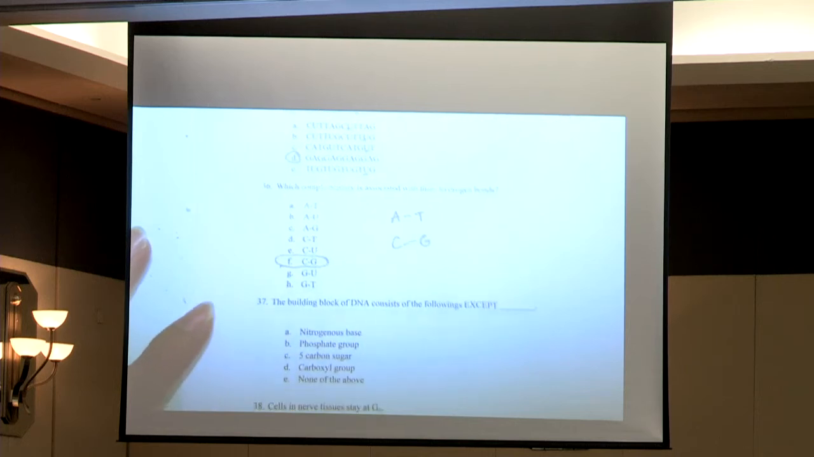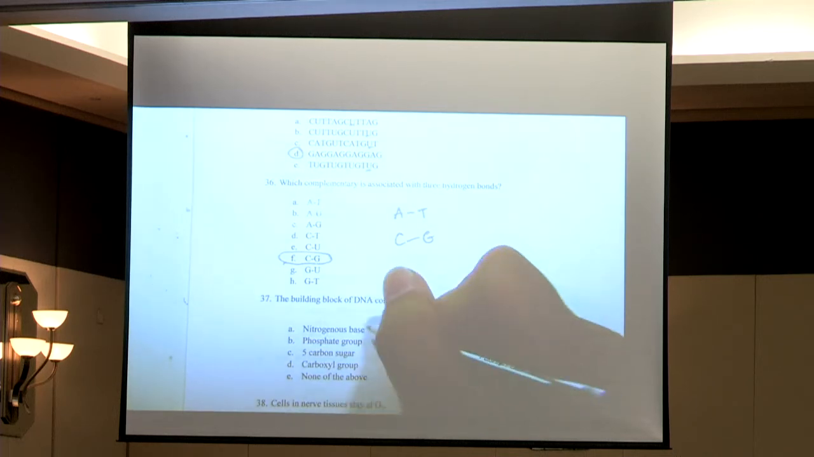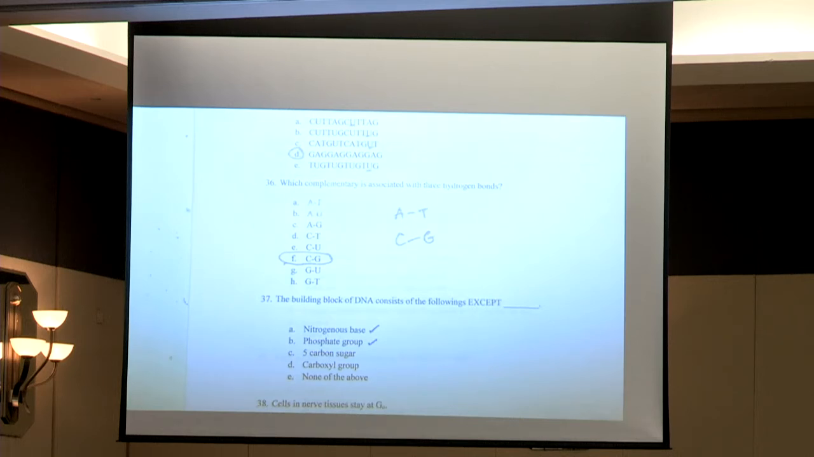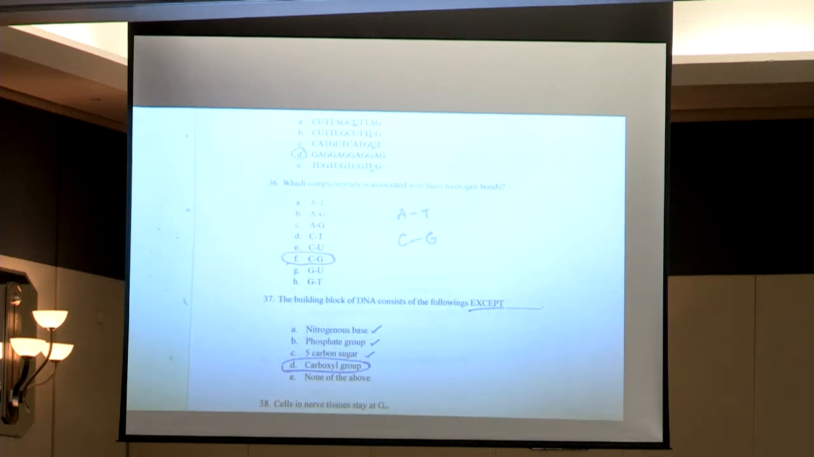So 37, the building block of DNA consists of the following, except. The building block of DNA is what? The nucleotide, right? With the nucleotide, we need a nitrogenous base, we need phosphate. Do we need a five carbon sugar? Yeah. Carboxyl, do we need it? No, right? So that one is the answer, because they ask except. Every time they have the word except or not or something like that, be careful.